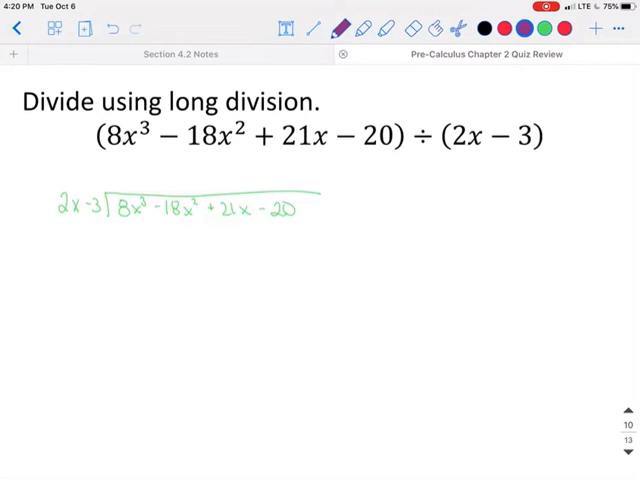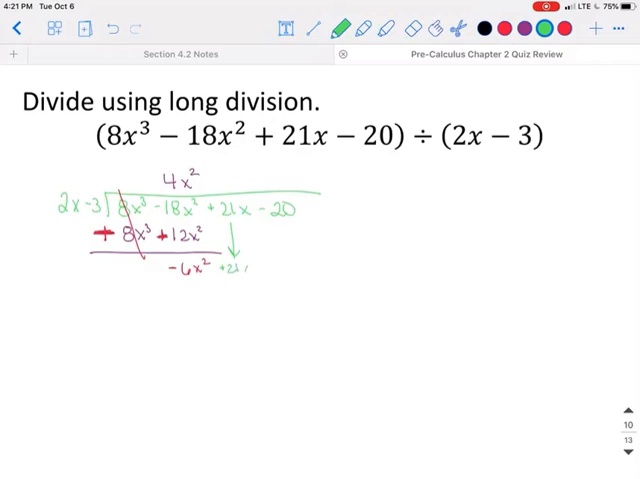Now you want to see what you can multiply 2x by to make it look like 8x to the third power. In this case, we would need to multiply by 4x squared. So 4x squared times 2x gives us 8x to the third. 4x squared times negative 3 is going to give us negative 12x squared. You are going to subtract down. So 8x cubed minus 8x cubed, those are going to cancel, nothing's left. Negative 18x squared minus a negative 12x squared, this is going to turn plus positive. So negative 18 plus 12 gives us negative 6x squared.